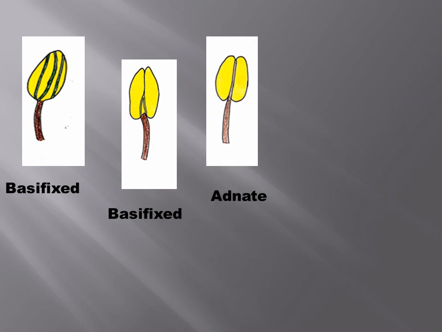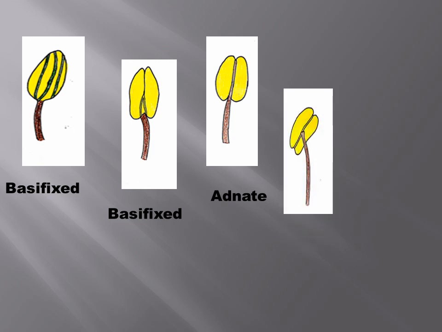Then is the adenate. Adenate is the type of anther where the filament and the base of the anther are joined together. So in adenate, the filament and the base of the anther are joined together. This is the dorsifixed. The anther is attached to the filament at the dorsal side.